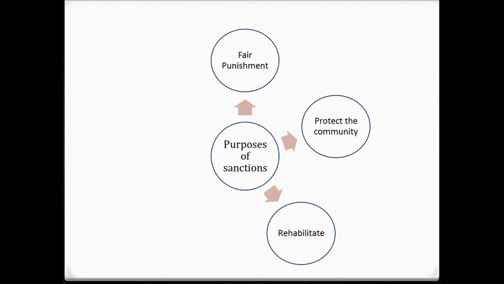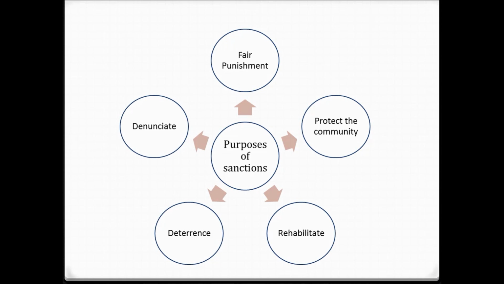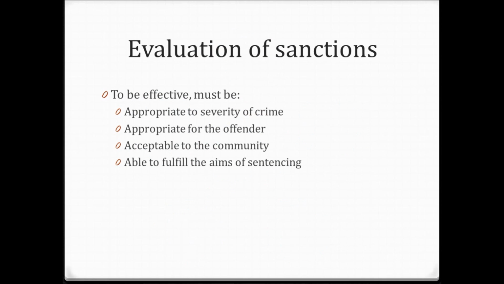Just to remind you that the purposes of sanctions, there are 5. They are fair punishment, protecting the community, rehabilitation, deterrence, and denunciation. So you need to know how 3 sanctions each meet those specific purposes. So just generally, to be effective, a sanction needs to be appropriate to the severity of the crime, appropriate for the offender, and fair to the victim. It must be acceptable to the community, and it must fulfill those aims of sentencing.